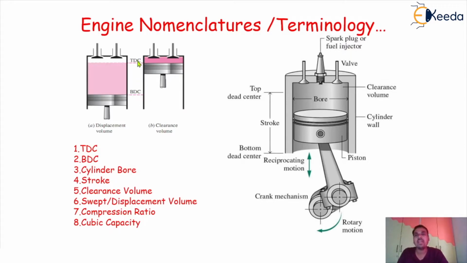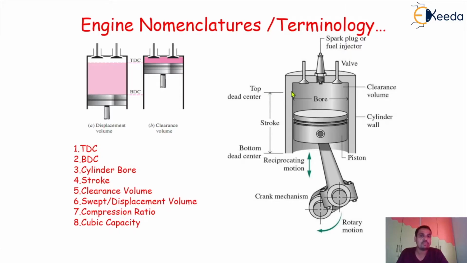And what do you mean by this TDC and BDC? The meaning of TDC, top dead center, is this: whenever the piston is moving from the bottom side to the top side, it will not move beyond this particular limit or this particular point, and this topmost position of the piston is nothing but what is called TDC. If you see in the diagram, here is that particular TDC. Whenever the piston starts to reciprocate, it will reach up to this topmost point. Beyond that, there is no possibility of movement of the piston.